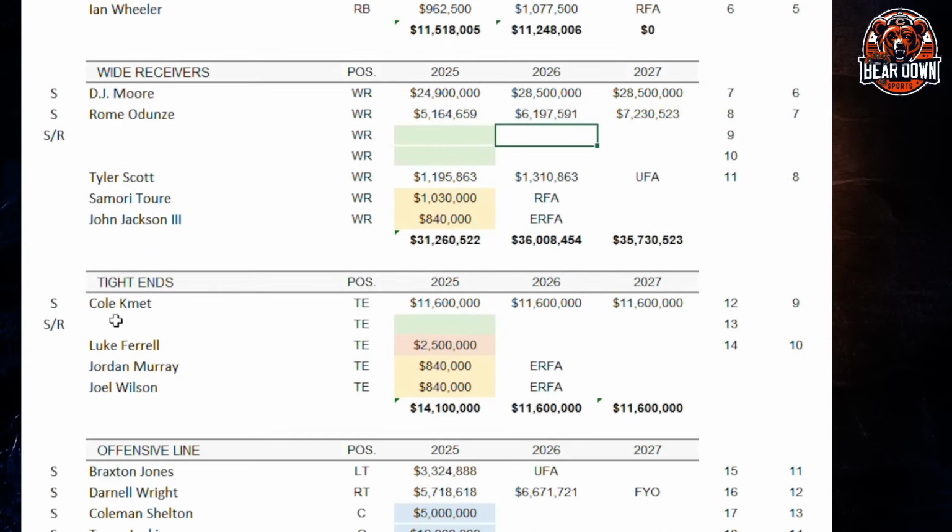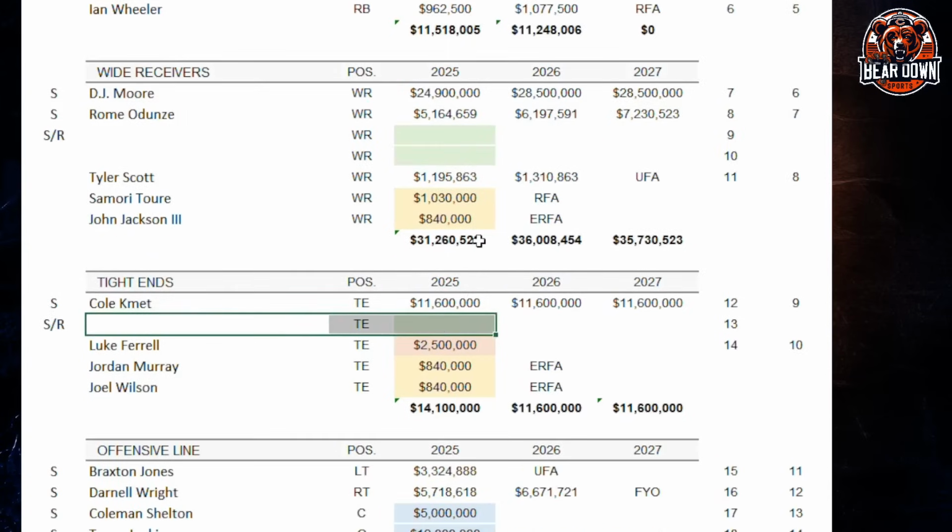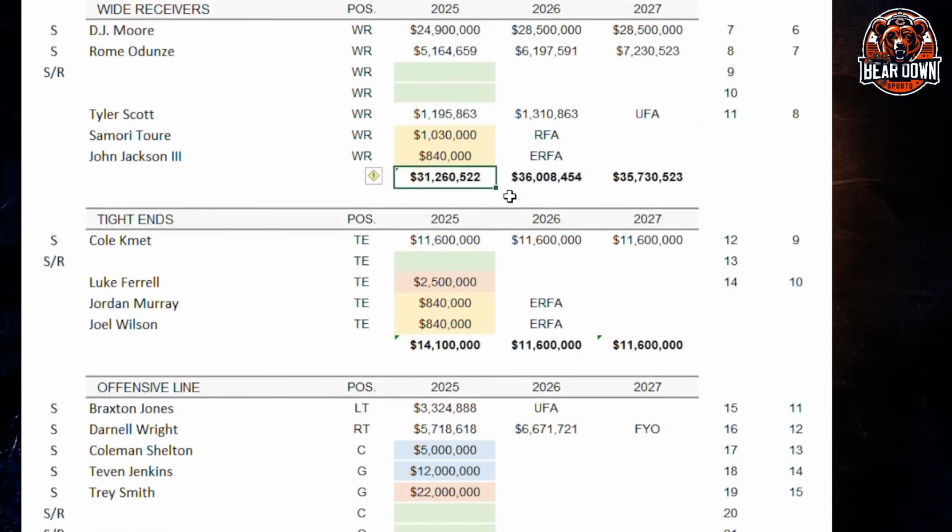If we cut Gerald Everett, we definitely need a tight end 2. 12 personnel sets are important, and it will definitely be needed to be able to have quality. And will they cut Gerald Everett?